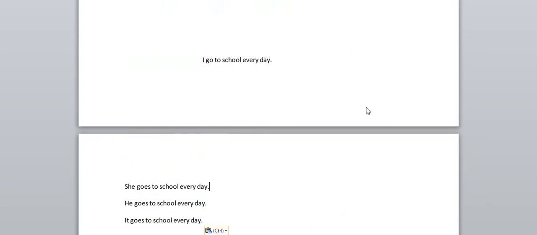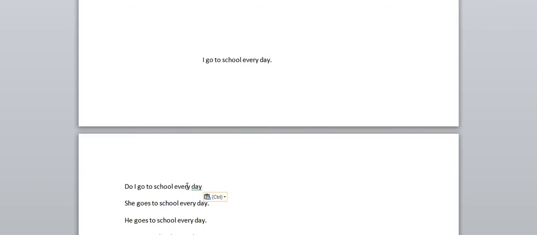We'll practice one small example. We'll take this example: I go to school every day. I want to make this into a question. I am writing the same sentence here. Do I go to school every day?